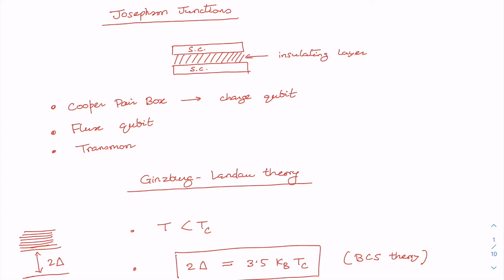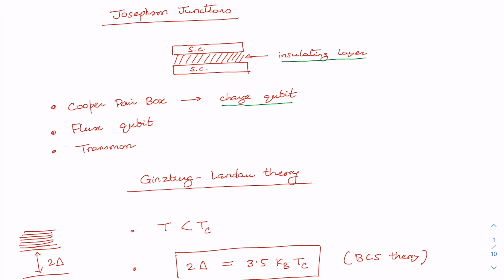In the last class, we started discussing Josephson junctions. A Josephson junction is basically two superconductors separated by a thin insulating layer. Earlier, we discussed the so-called Cooper pair box, which is a charge qubit. Apart from the Cooper pair box, there are other kinds of Josephson junctions like the flux qubit and transmon.